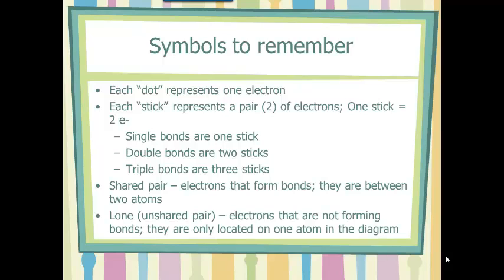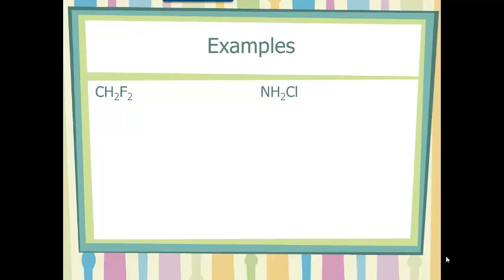Alright, so let's try some examples. In this first problem, we want to draw the Lewis diagram for CH2F2. Now, CH2F2 is a covalent molecule. I want to follow the steps. The first thing I have to do is calculate how many valence electrons each one of these elements has. So I'm going to go to my periodic table and I'm going to look.